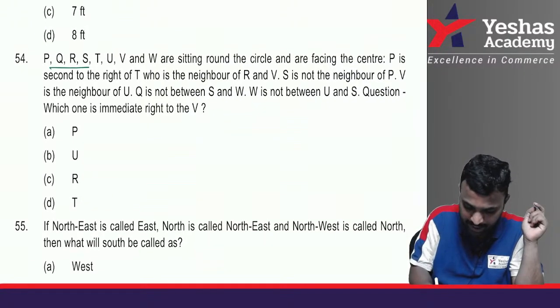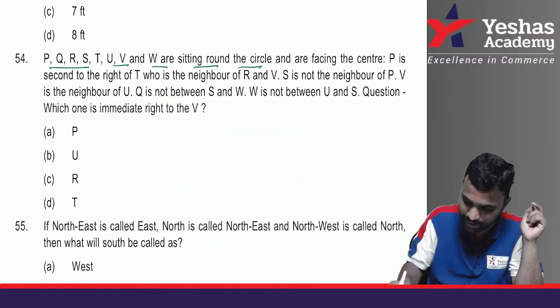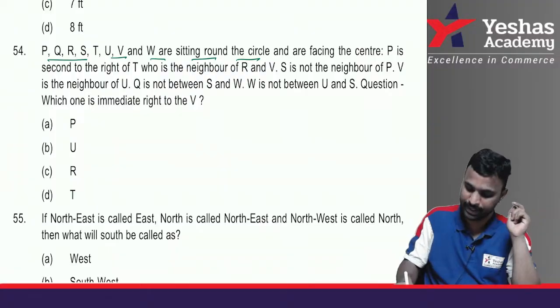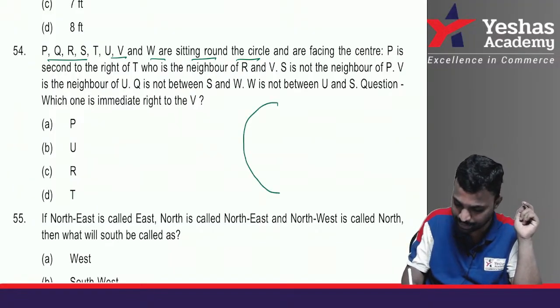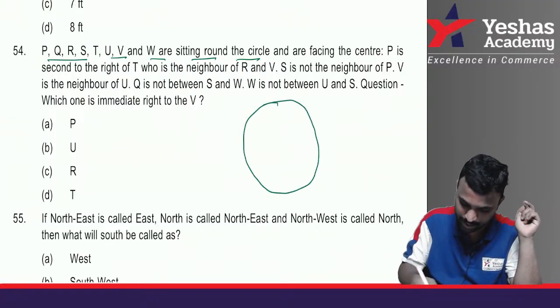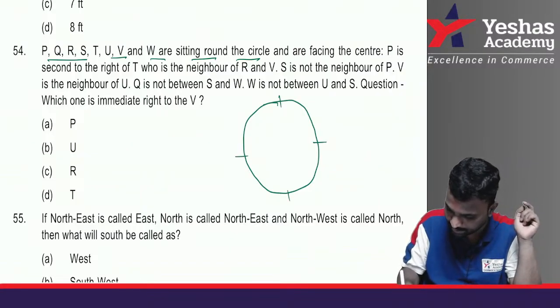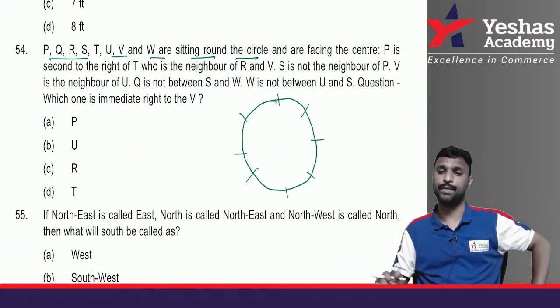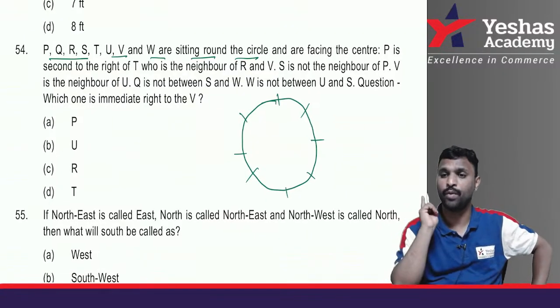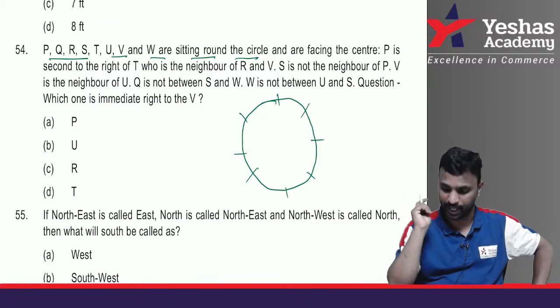P, Q, R, S, T, U, V, W are sitting around a circle and facing the center. See, total how many people? 8 people are there. Draw the circle. Divide the circle into 8 parts. Right. Now, always in a seating arrangement question, what is the mantra? Always pick the short statement.